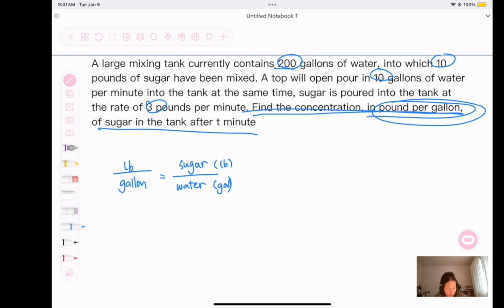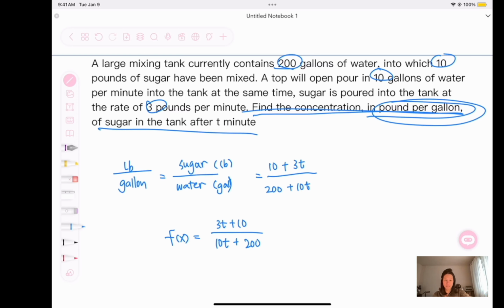Okay, so what's the sugar? Sugar starts with 10 pounds and they add 3 pounds per minute. So that means it's 10 plus 3t. And water starts with 200 gallons and then they add 10 gallons per minute. So that's it. That's the equation. f(x) equals (3t plus 10) over (10t plus 200). We usually write the variable in the front and the constant, which is the number, in the last.